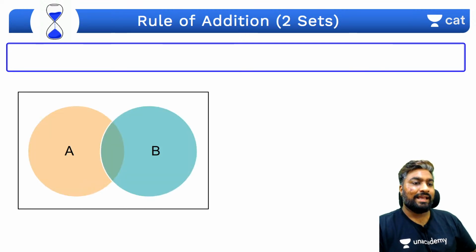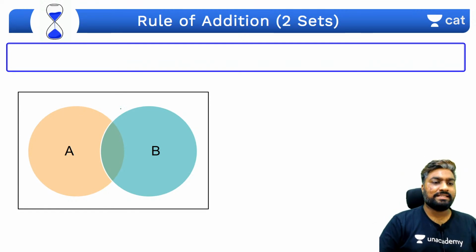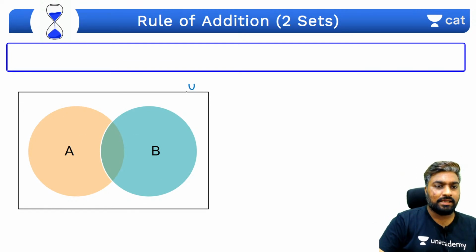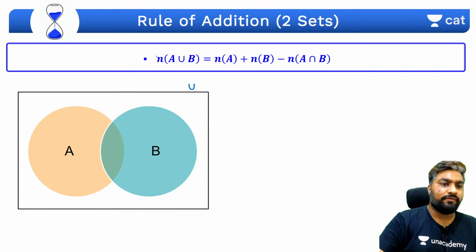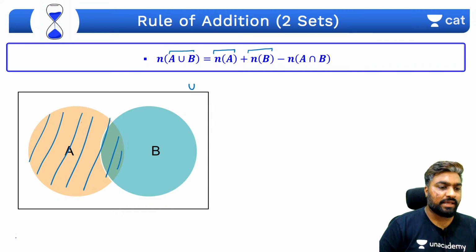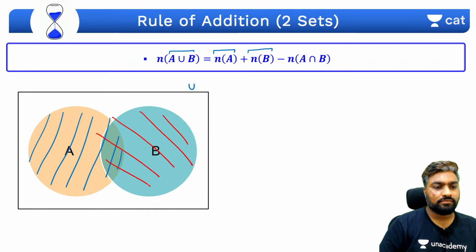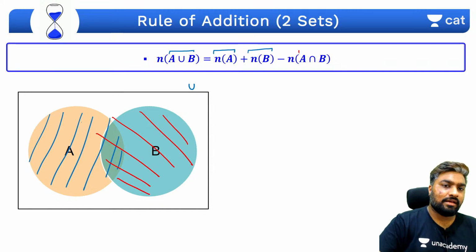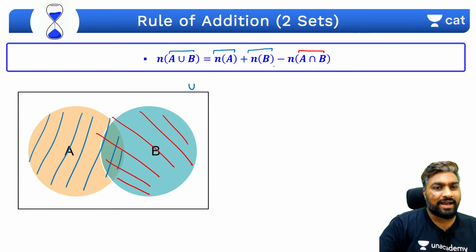So what does it say? In a universal set, if there are two sets given, A and B, then the number of terms that belong in the union of A and B is equal to the number of terms that belong in A, plus the number of terms that belong in B, minus the number of terms that belong in the intersection. Now why are we subtracting it?